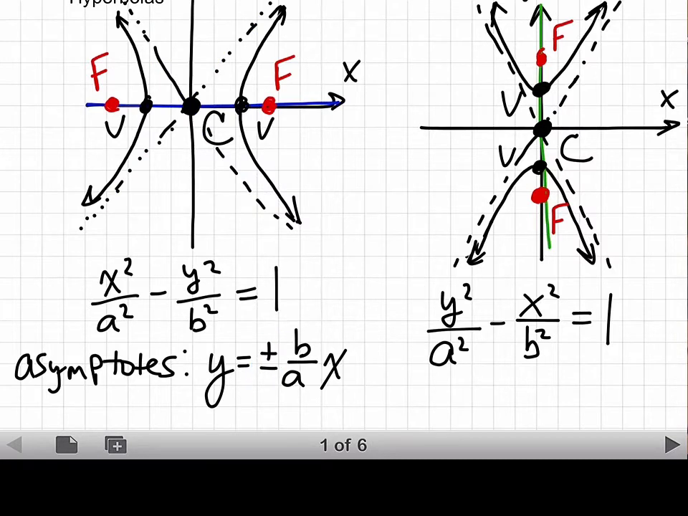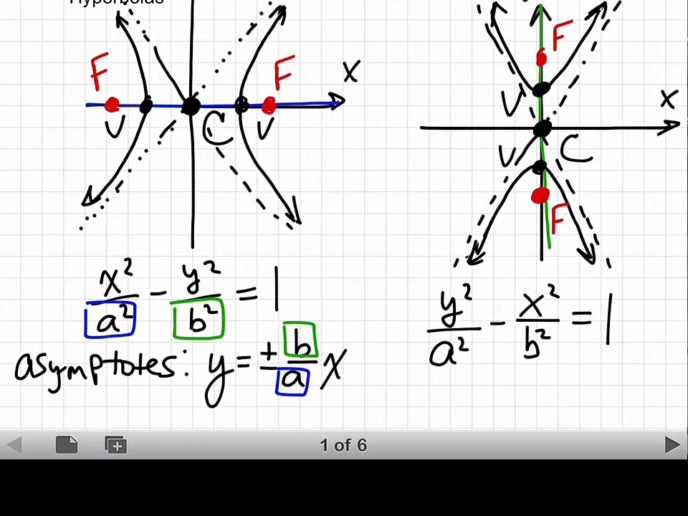The b and a are coming from the denominators of the original terms. And here's what to remember. The number under y squared, that b squared, is associated with the numerator of the slope. And the number under x squared, that a squared, is associated with the denominator of the slope.